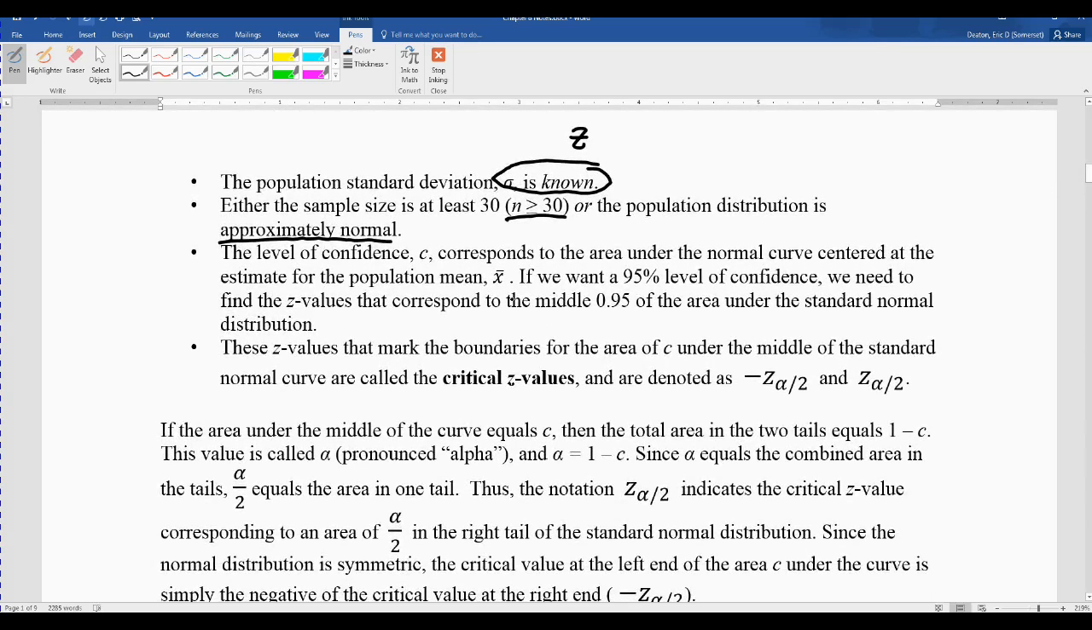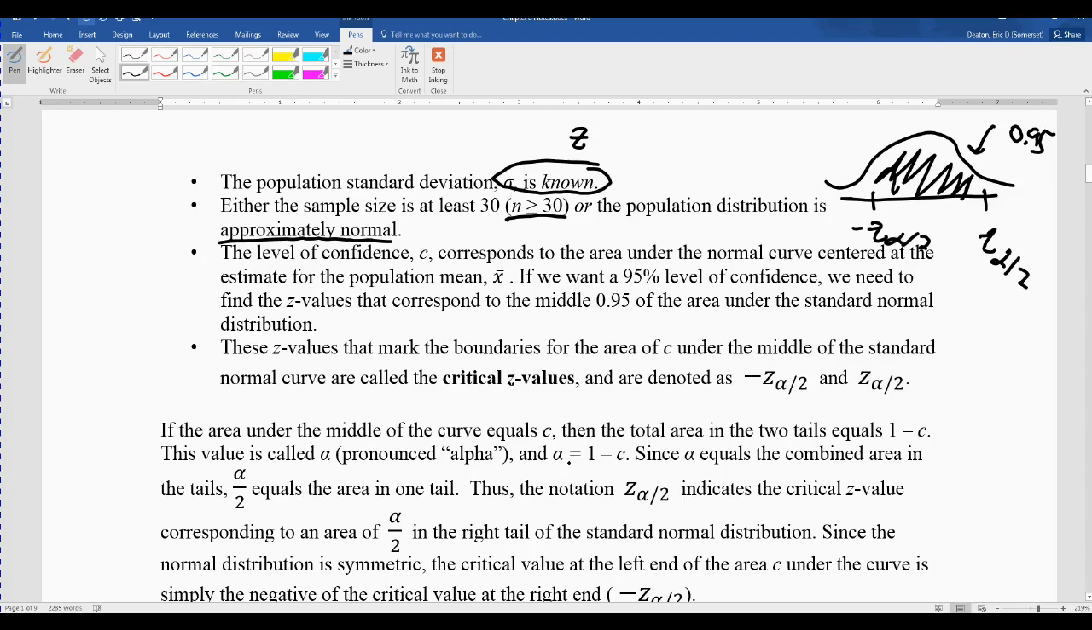And so if you read this, you're going to have, for example, a 95% confidence interval. What that means is in between these two z values, the negative z and the positive z, that area will be 95%. And we'll be looking for the z alpha over 2. So that's this representation.